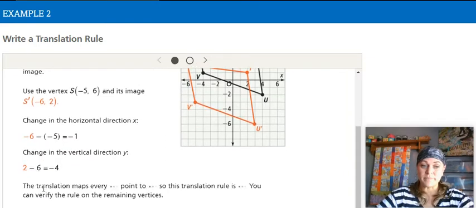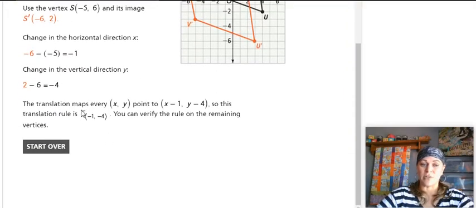So the rule would look something like this. Translation, left 1, down 4.